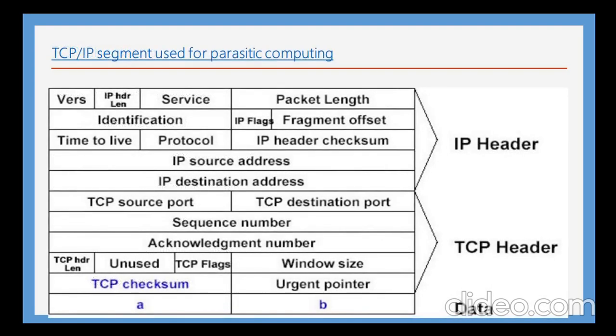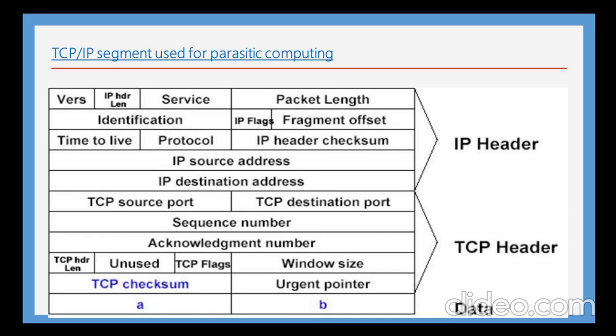So this is the TCP/IP segment used for parasitic computing. We have the TCP checksum and the urgent pointer. Before that, we have three layers: the IP header, the TCP header, and the data. In the TCP checksum, we know that checksum is used to detect data corruption. It basically validates.